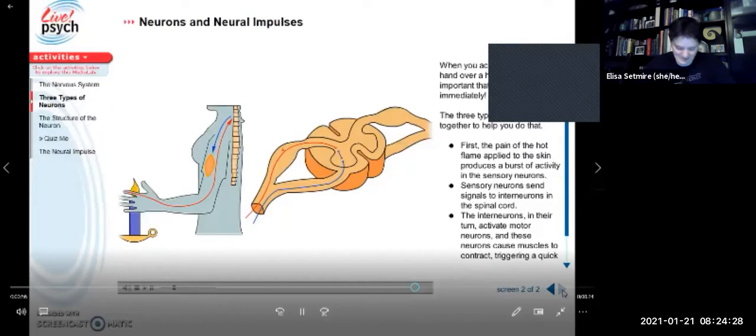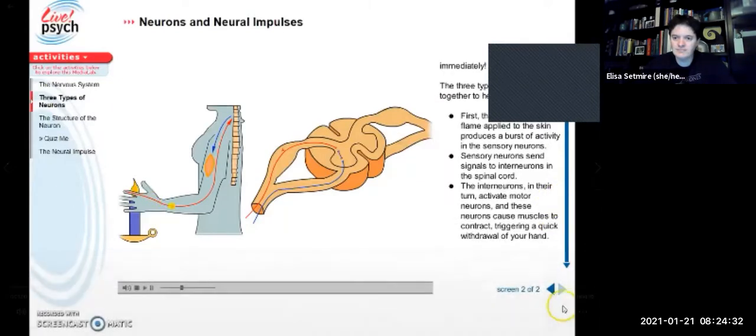The three types of neurons work together to help you do that. First, the pain of the hot flame applied to the skin produces a burst of activity in the sensory neurons. Sensory neurons send signals to interneurons in the spinal cord. The interneurons, in their turn, activate motor neurons, and these neurons cause muscles to contract, triggering a quick withdrawal of your hand.